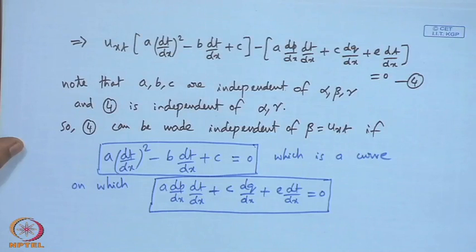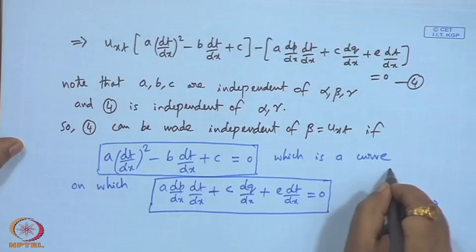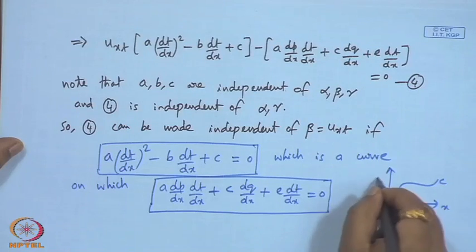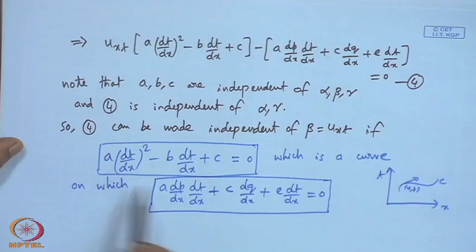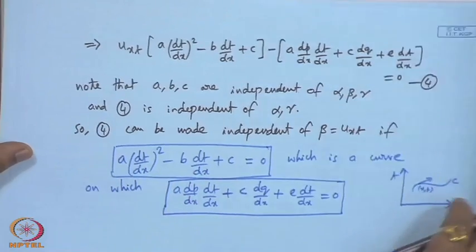Now what does it mean? Slope of the tangent, because dt by dx is the slope of the tangent. So, if you take any point x, t, dt by dx is the slope of the tangent at x, t, right. So, the slope of the tangent is a root of this equation. Okay. So, that is the first inference.